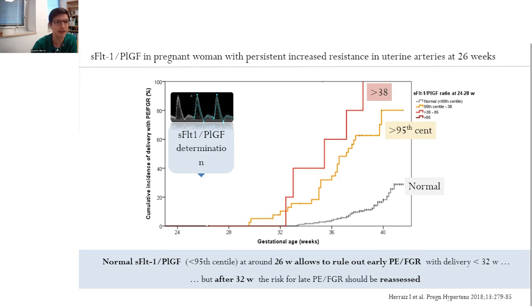And then when we face a ratio above 85 at 26 weeks, all of them develop not only a preeclampsia or fetal restriction, but also a preterm form of these entities. So you can see the protective value of the ratio when it's normal.